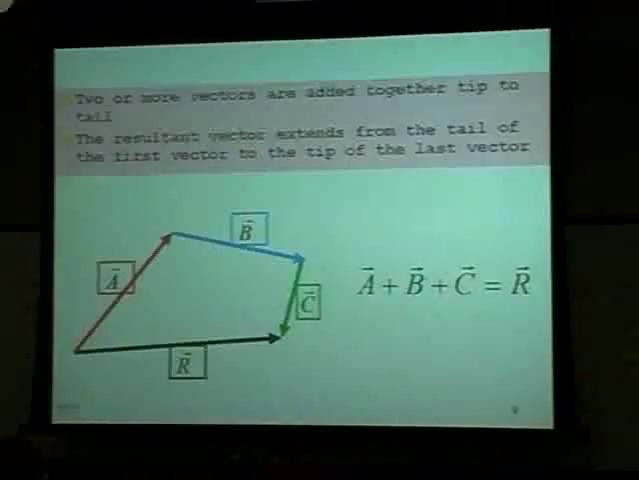Now, this is easiest to see in terms of displacement. If I actually did this displacement, and that displacement, and that displacement, that would be the same as if I just started here and went straight there as the crow flies. But this would also include other quantities like velocities and acceleration. We add them tip to tail, and the sum equals the resultant.